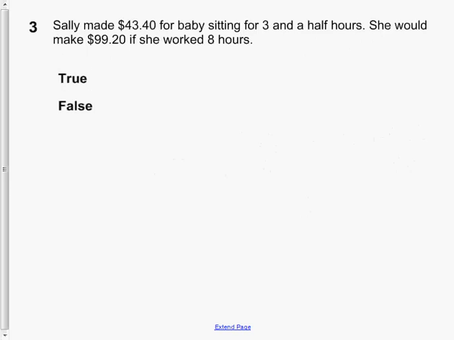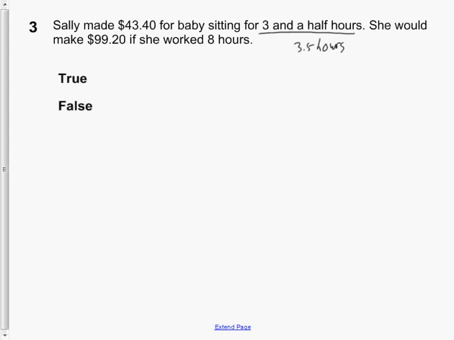Our third question says Sally made $43.40 for babysitting for 3.5 hours. Now, 3.5 hours means 3.5 hours, or if you want to think of it a different way, 3 hours and 30 minutes. She would make $99.20 if she worked 8 hours.